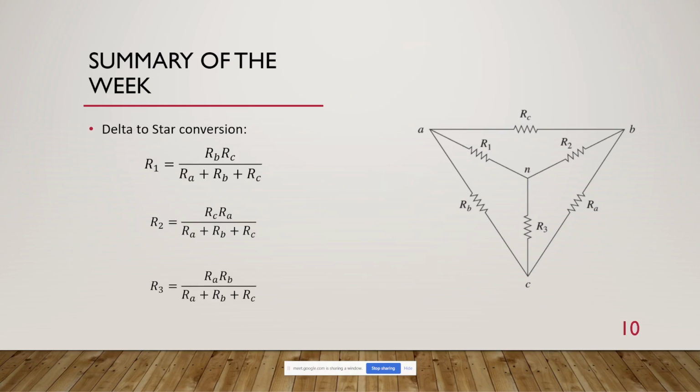So moving ahead, this is the delta to star conversion. This is also the same thing. If you have any doubts, go through the derivation that is there in the lectures. This was also explained very well. There is quite a messy derivation here also. If you have a delta connection network and you want to find the star connection of this, then you need to apply this formula here.